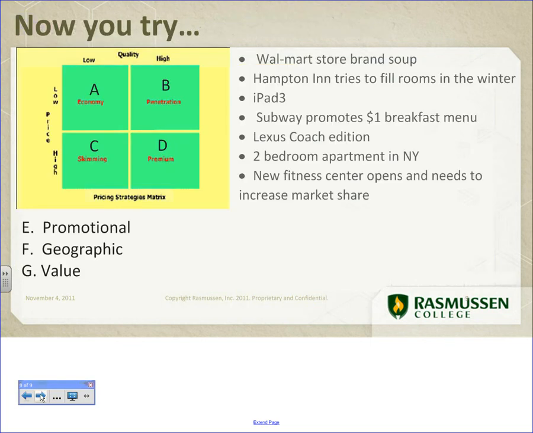So now here's your chance to give yourself a try at figuring out where you might strategically place certain offerings. All right, so I would like you to take this list and write next to it whether you think it would be an A, B, C, D, E, F, or G. All right, and so Walmart store brand soup, Hampton Inn tries to fill rooms in the winter, iPad 3, Subway promotes a dollar breakfast menu, Lexus Coach Edition, 2-bedroom apartment in New York, a new fitness center opens and needs to increase market share. Each of these elements corresponds to one particular pricing strategy.